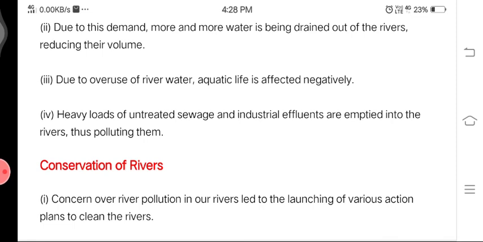Heavy loads of untreated sewage and industrial effluents are emptied into the river, thus polluting them.